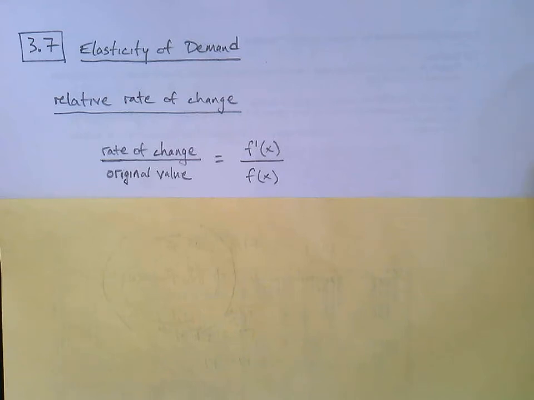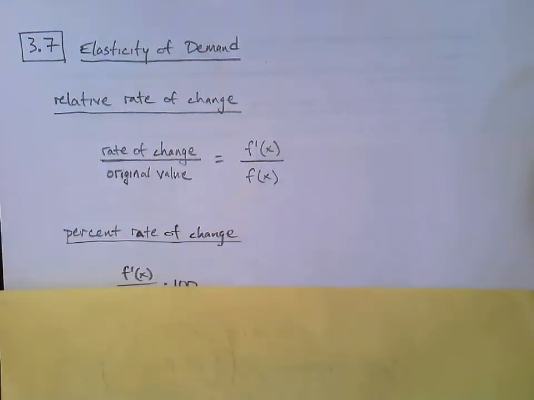We might think the gas price going down at 10 cents per week is a lot, but a car going down in value 10 cents per week is next to nothing, right? At the end of a year, that'll only be about $5 or something. So that's virtually nothing. It's all relative. How much is it increasing or decreasing, but then we compare it to what the value itself is. We call it the relative rate of change.